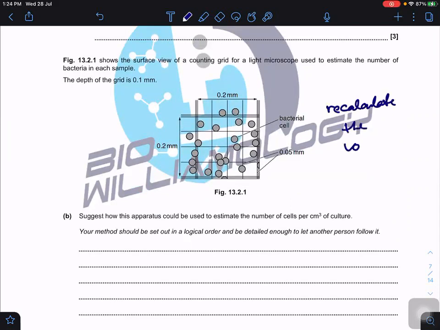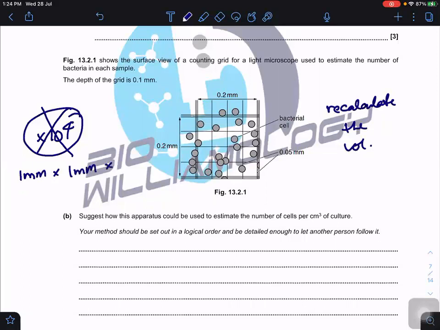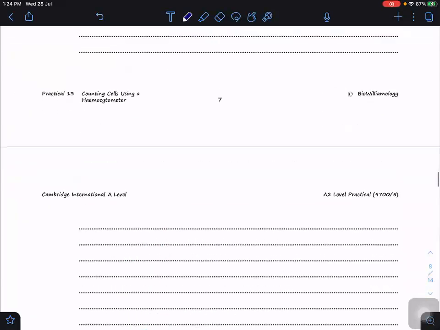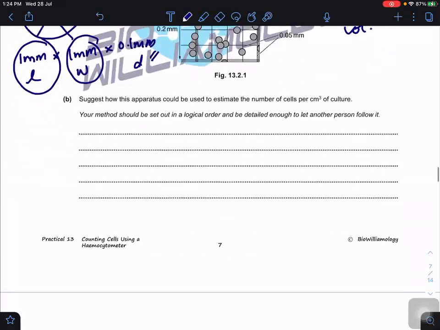So it's no longer times 10 to the power of 4 already. Previously it was times 10 to the power of 4 because it was 1 mm by 1 mm by 0.1 mm, the length, the width, and the depth. Now the depth still remains the same, but the width and the length have changed. It's no longer 1 mm, it's 0.2 mm. So when you make the calculations, make sure that you readjust or recalculate.